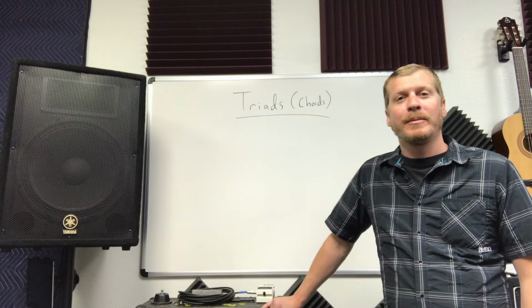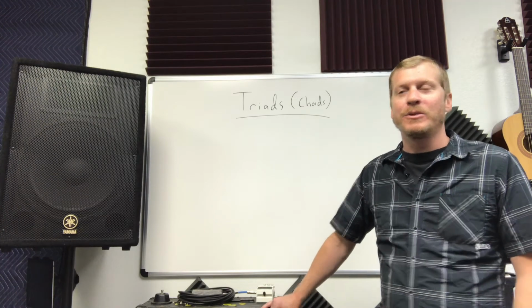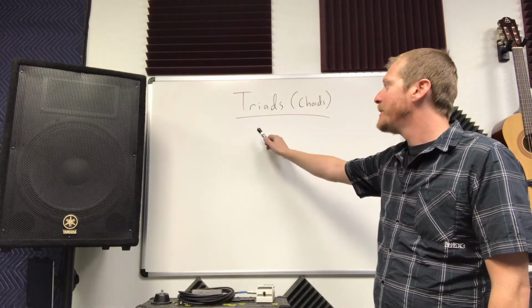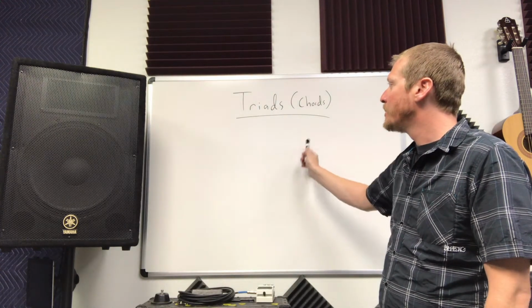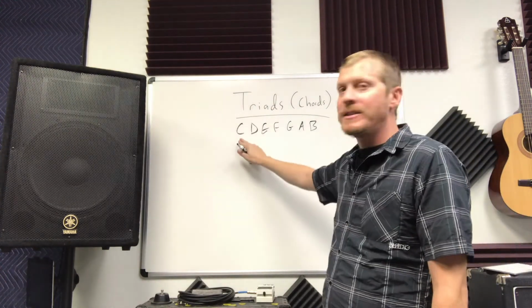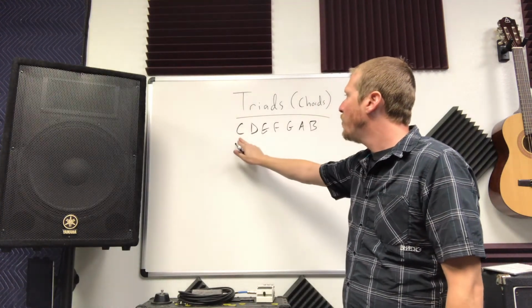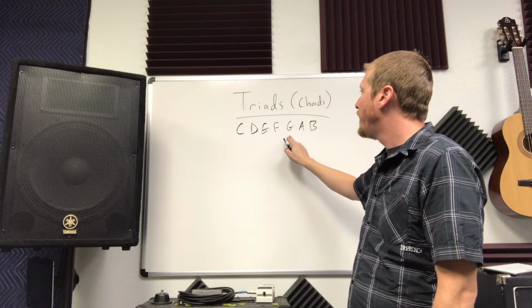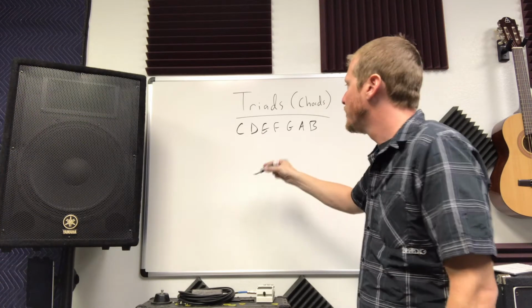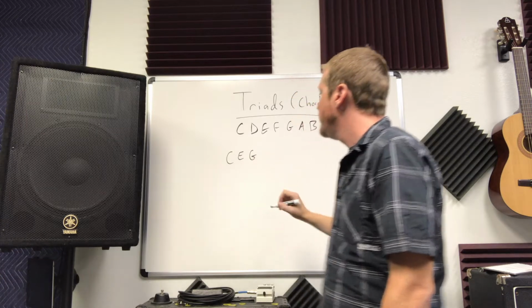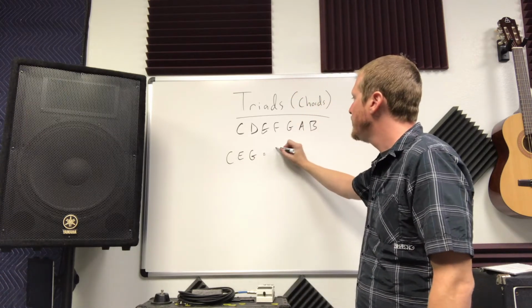Okay, and today we're going to talk about different types of triads and also chords. Same thing. Basically, we're going to talk about major triads, minor triads, and how we make those chords based on the scale. So here we have a C major scale. Okay, so we're going to make our first chord based off the 1, the 3, and the 5 of that scale. So we're going to take C, E, and G, and that is going to equal C major.